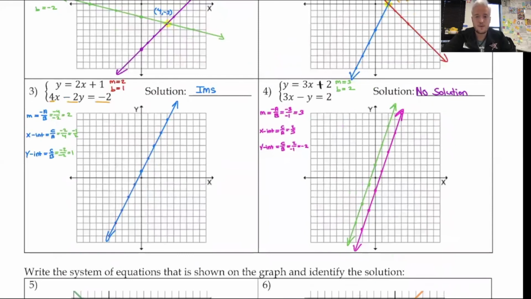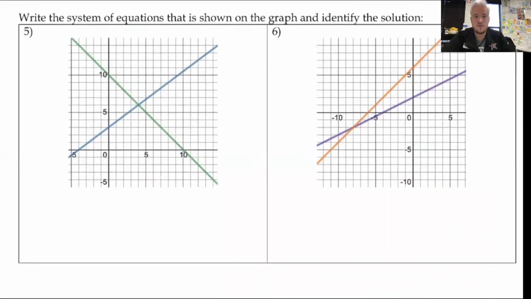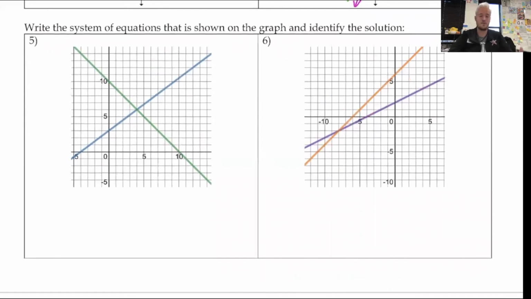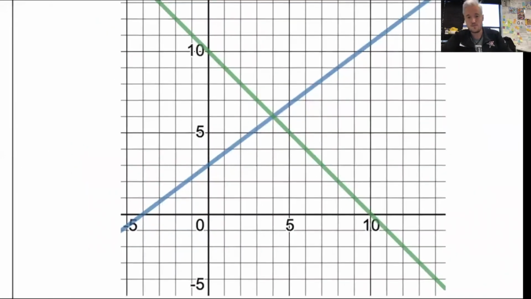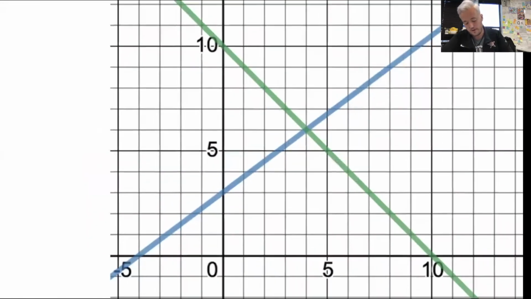Okay, now moving on to the next section. In this case, instead of I give you the system and I want the graph, now I give you the graph of the system and I want the system in return. So when I say write the system, you want to write both of those equations. It doesn't matter which one you do first. Over here, you have this green line and this blue line. So I'm just going to start with the green line.